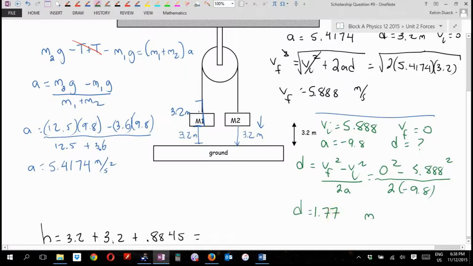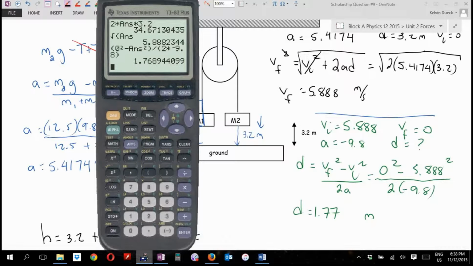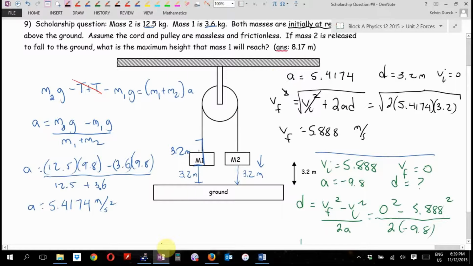1.77 meters. So now if I add, same argument, 3.2 meters already off the ground. When this falls, it's going to lift it up another 3.2 meters. And then it's going to go another 1.77 meters. Let's see if this one works. That number plus 3.2 plus 3.2. Ah, there we go. 8.17 meters. Woohoo!